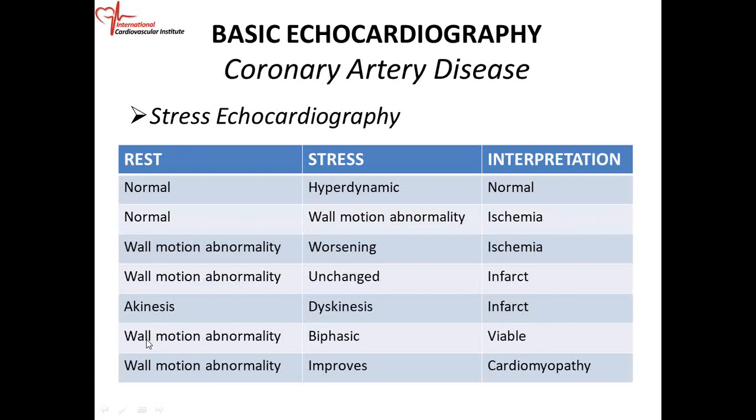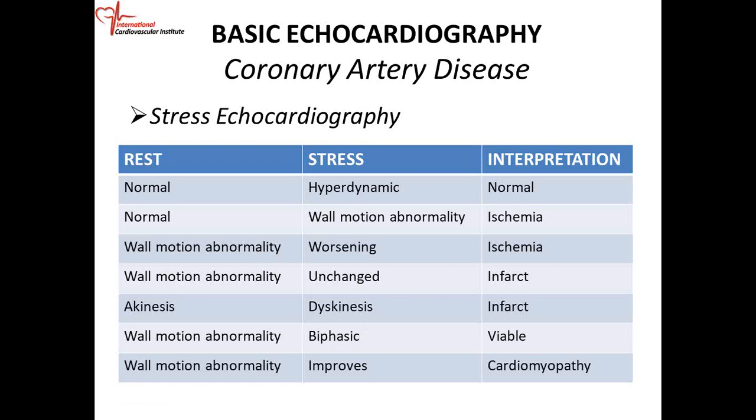When you look at the resting echo, if there is wall motion abnormality and you have a biphasic response, and usually you get a biphasic response with dobutamine, it suggests that there is viable myocardium. And how this works is, say for instance, the patient has an ejection fraction of say 30% at rest, and you're looking at a segment.